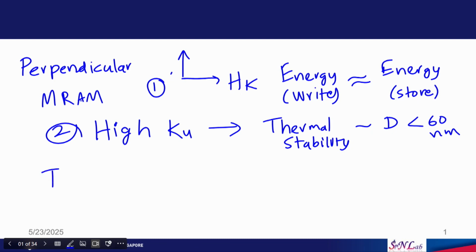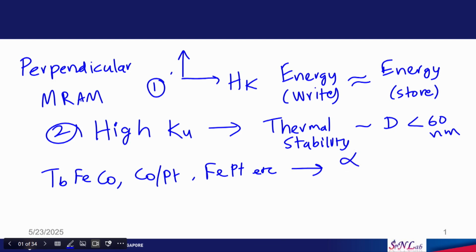I told you that people looked at materials like terbium iron cobalt, platinum multilayers, iron platinum, etc. But they all have some problem. Either their damping constant alpha was high, which means they consume more energy for switching magnetization, or they have corrosion problem, or they have problem in achieving high TMR and so on.